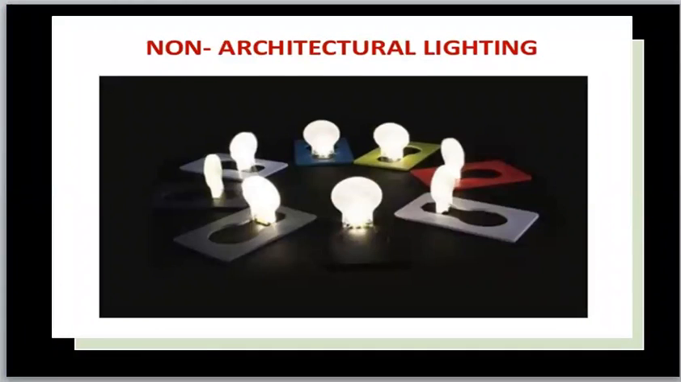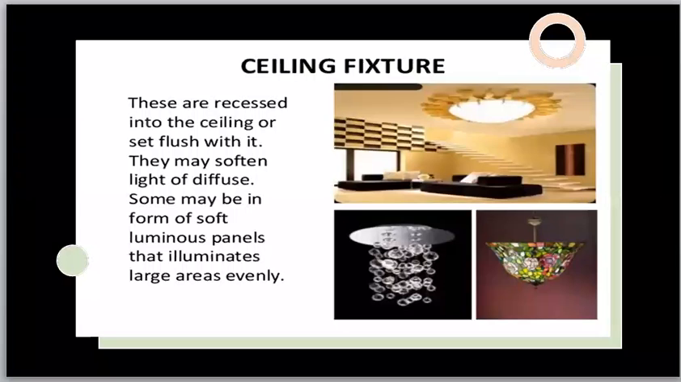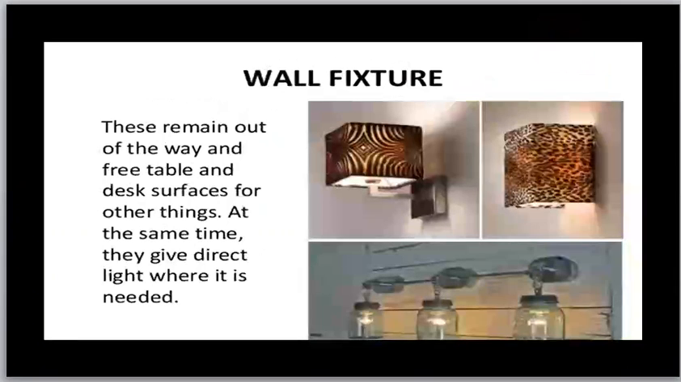Now let us see what is non-architectural lighting. Ceiling fixtures. These are recessed into the ceiling or set flush with it. They may soften light or diffuse it. Some may be in the form of soft luminous panels that illuminate large areas evenly.